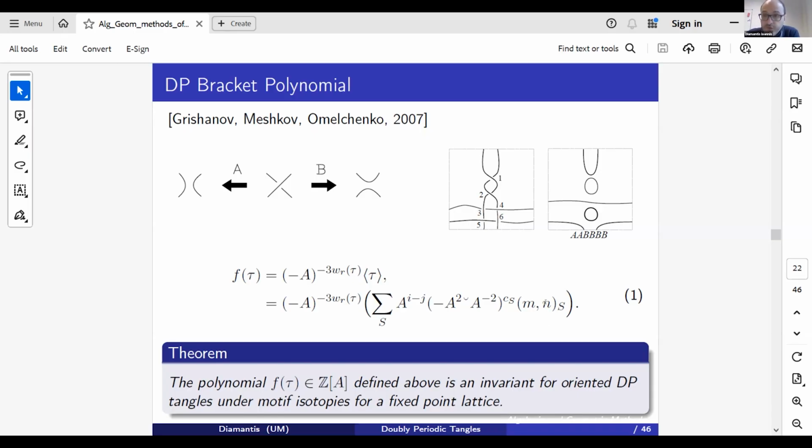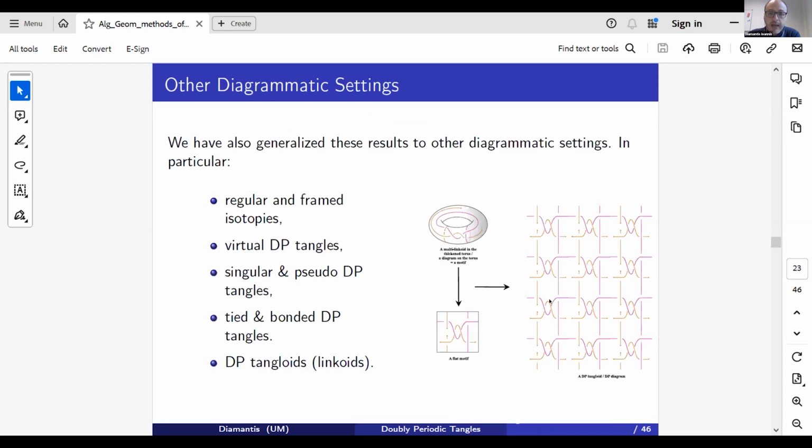Okay, so because of this, and because we want to construct an invariant for DP tangles that also remains invariant under dent twists, we started by trying to understand a little bit what's going on. And we also extended these results that I just mentioned to other types of diagrammatic settings, such as virtual knots or virtual DP tangles, singular, pseudo, tied, bonded, and of course my favorite, knotoids and linkoids.